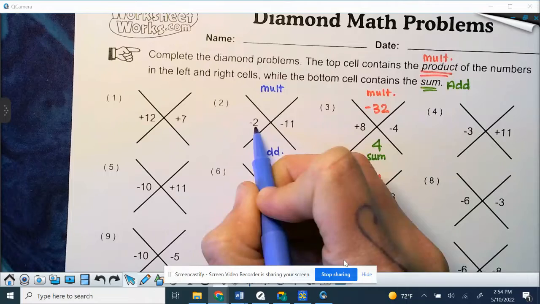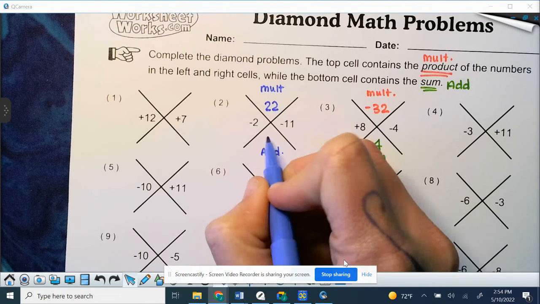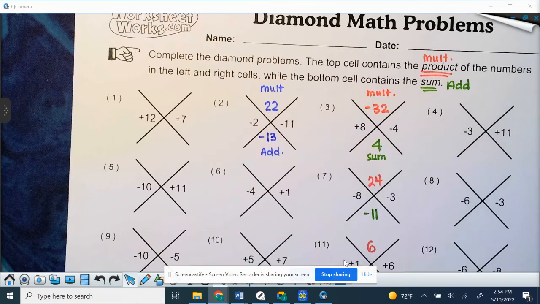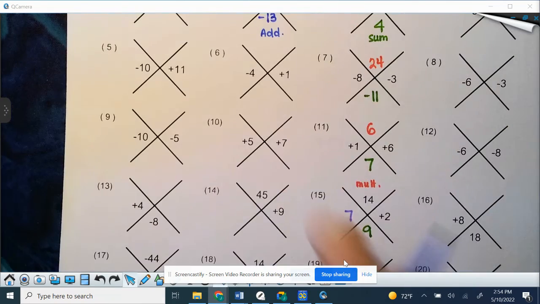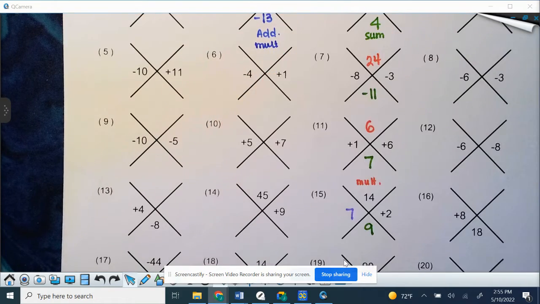So -2 times a -11 gives me a +22. When I add them together, I get a -13. So same thing for this one. So multiply at the top, add at the bottom.